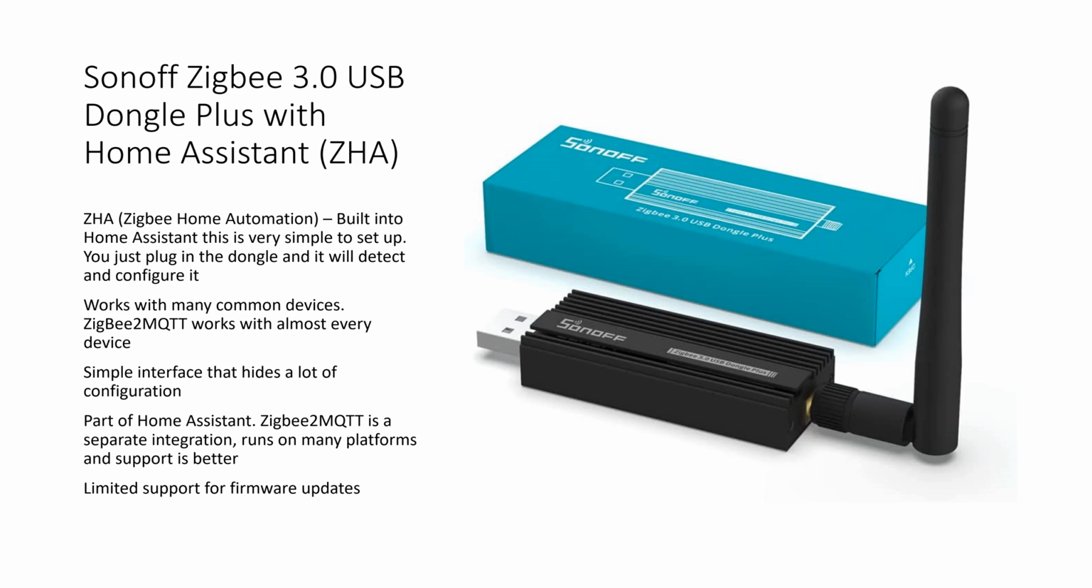It's built into Home Assistant and is very simple to set up. You just plug in the dongle and it will detect and configure it. It works on many common devices. Zigbee2MQTT works with almost every device. It has a simple interface that hides a lot of configuration. It's part of Home Assistant. Zigbee2MQTT is a separate integration. It runs on many platforms and support is better. There is limited support for firmware updates.